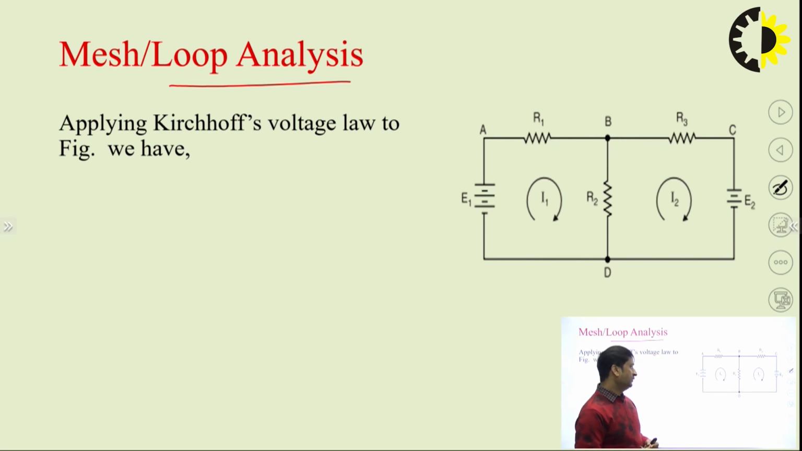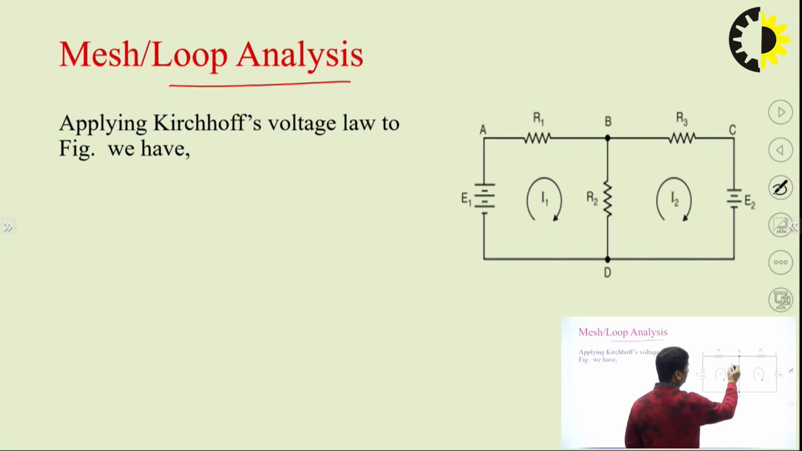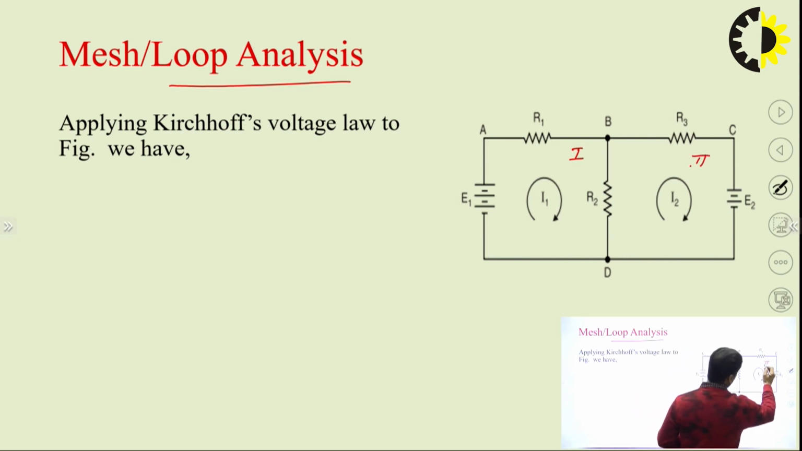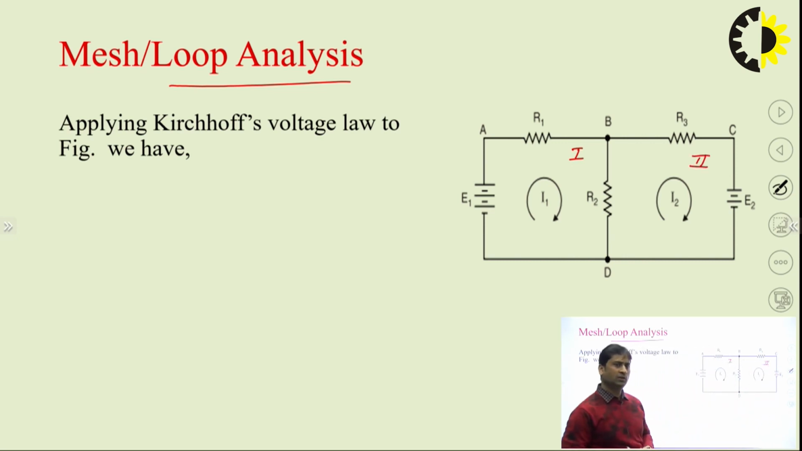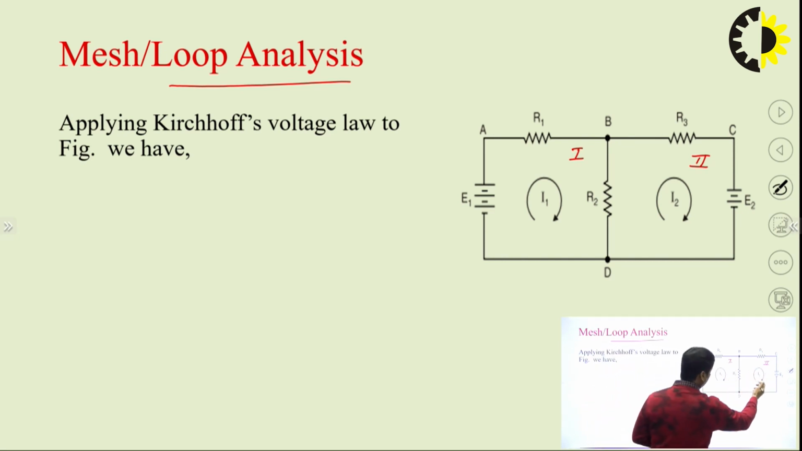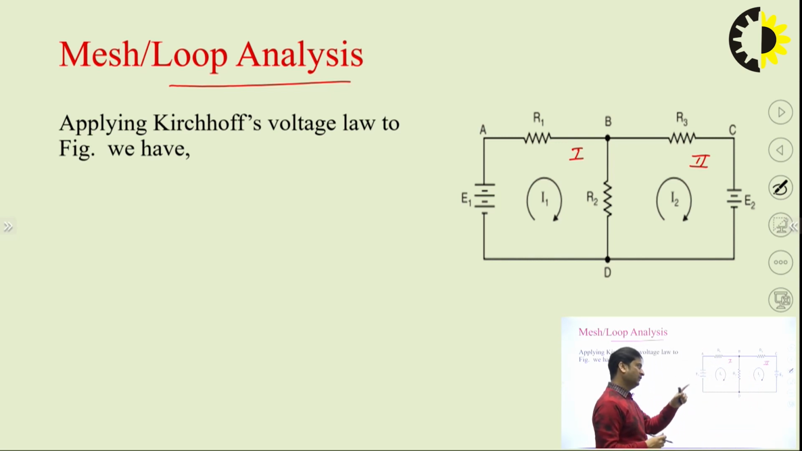Okay, so in the mesh and loop analysis, we have to consider the mesh current. That is, we have to consider the current in a mesh. So in this circuit we have two meshes. This is mesh number 1 and this is mesh number 2. Okay, we have two meshes, so this means we have two mesh currents. So we have assumed that I1 and I2 are the currents circulating in these meshes in clockwise direction. We can take clockwise or anti-clockwise, any direction, but here we have taken them in clockwise direction.